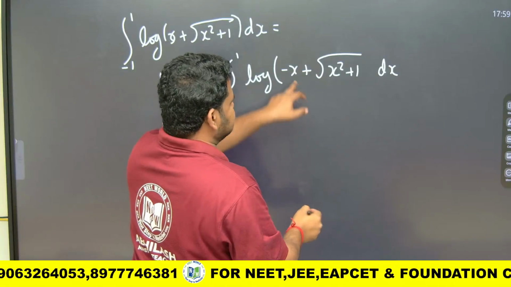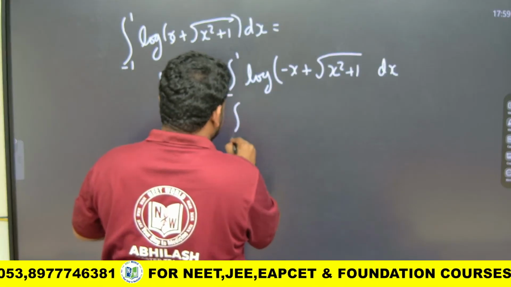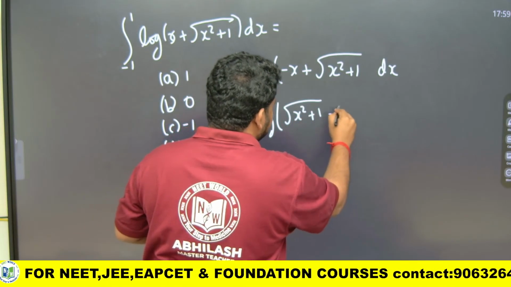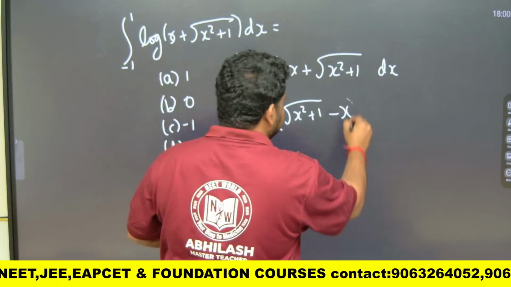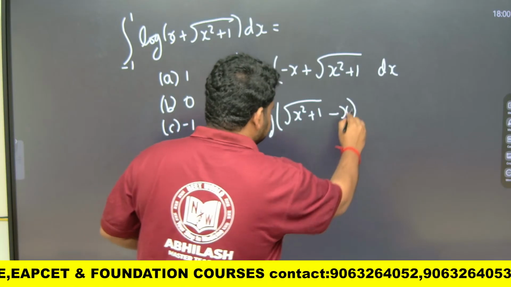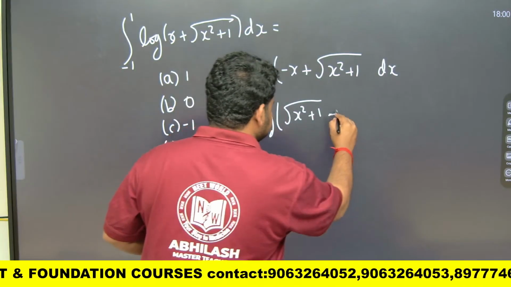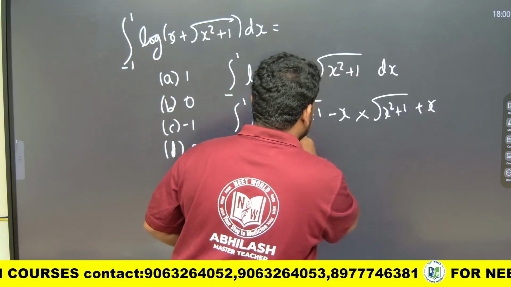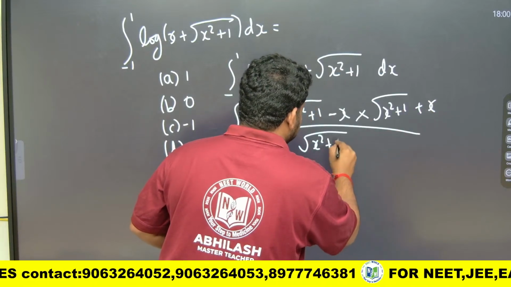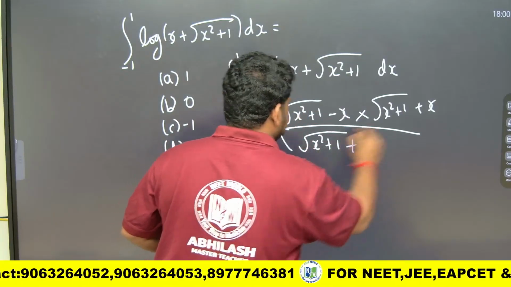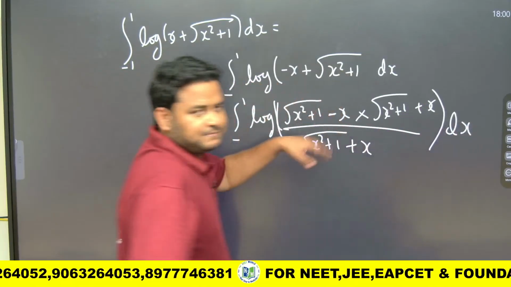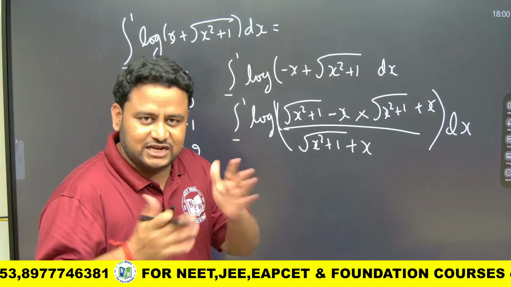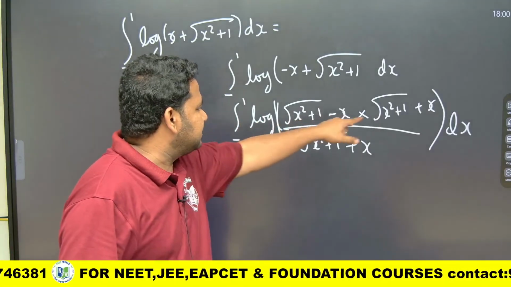Now if I rationalize this, I'll write it again: minus 1 to 1 of log of square root of x square plus 1 minus x. If I rationalize this numerator, it becomes multiplied by square root of x square plus 1 plus x divided by square root of x square plus 1 plus x. Simple step, I am rationalizing this. I told you in the concept class also, whenever a square root comes, rationalize. That's it.